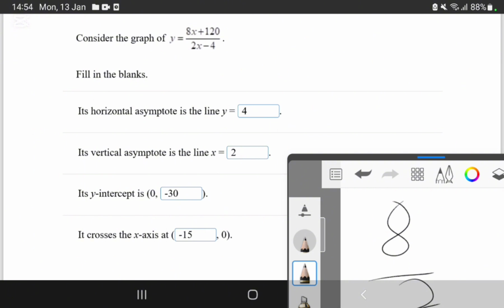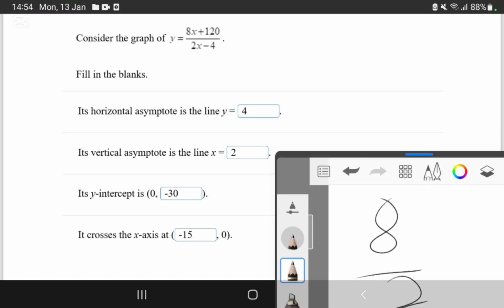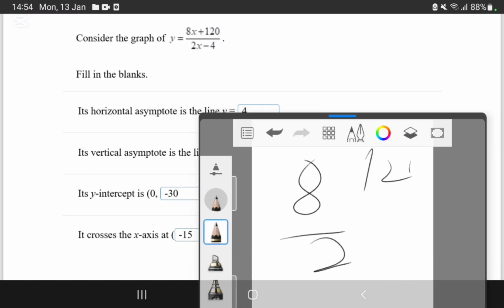Now to find the y-intercept, we just substitute x by 0. So we're gonna have 120 over negative 4, which will give us negative 30.